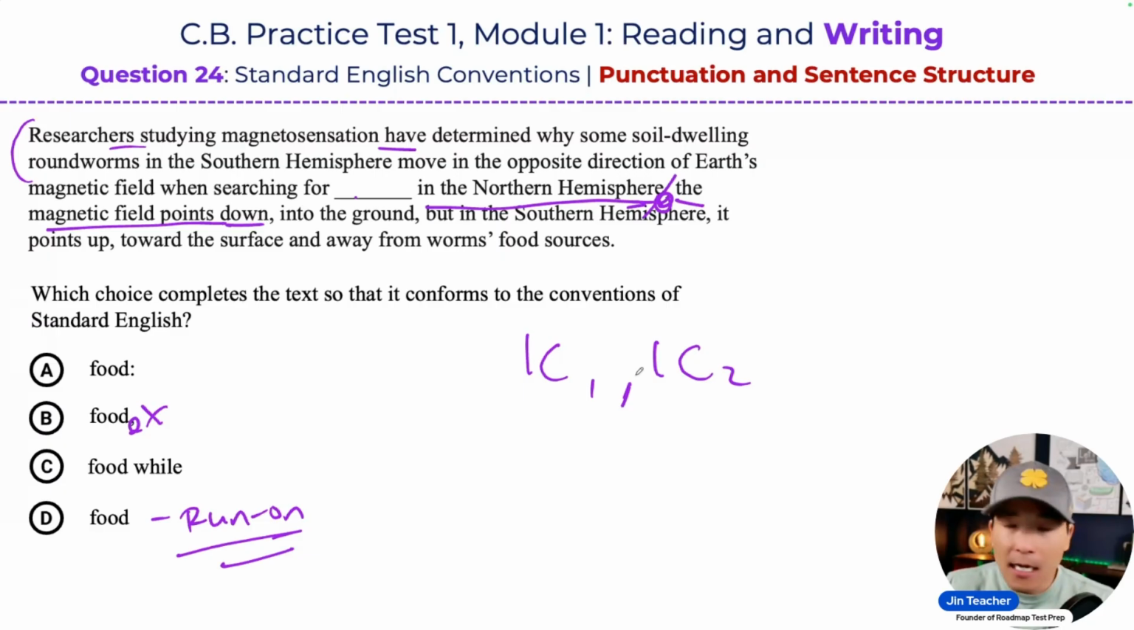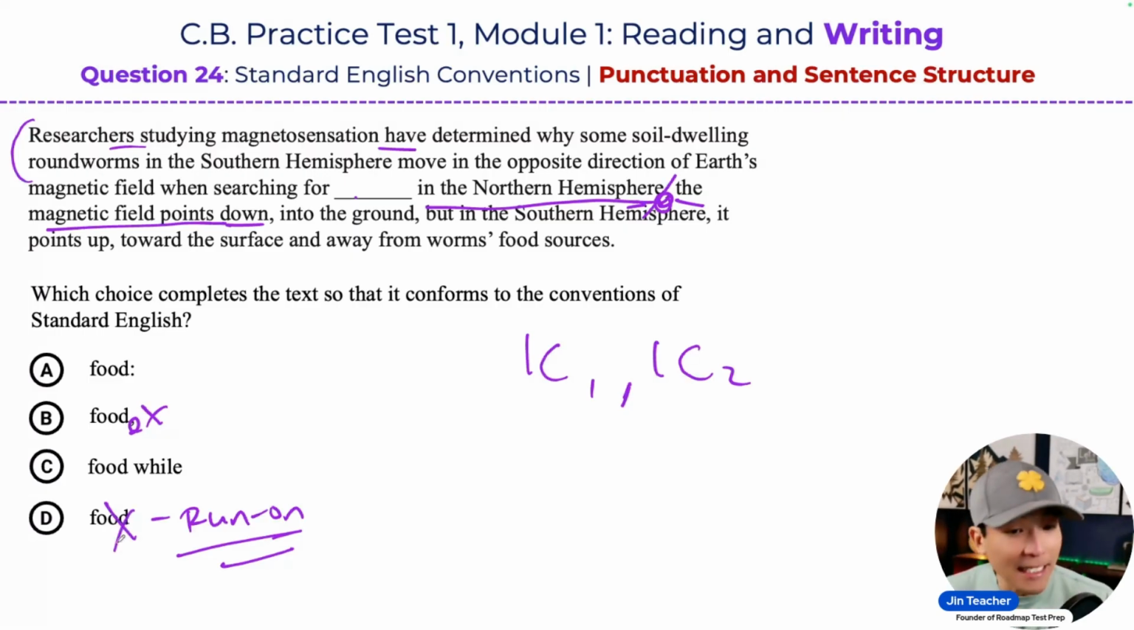Because again, we don't have a semicolon, we don't have a period, and we don't have a comma with a FANBOYS word, right? We only have commas, and then we have phrases, right? In the Northern Hemisphere, comma. So I can cross out answer choice D, right? Because of that same reason.